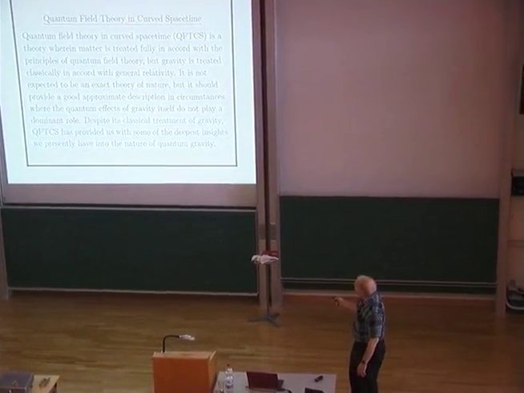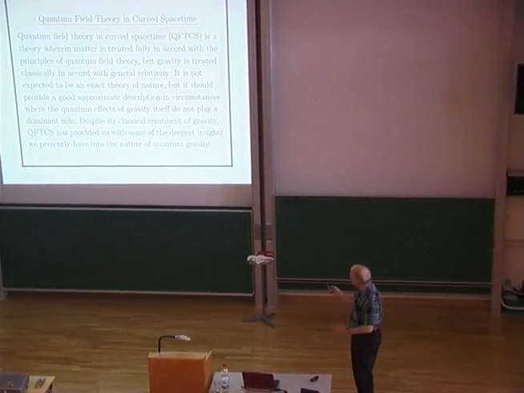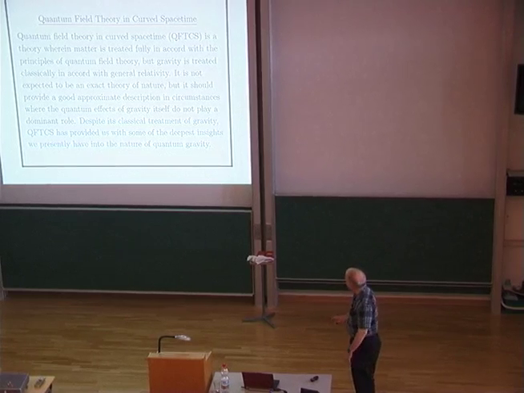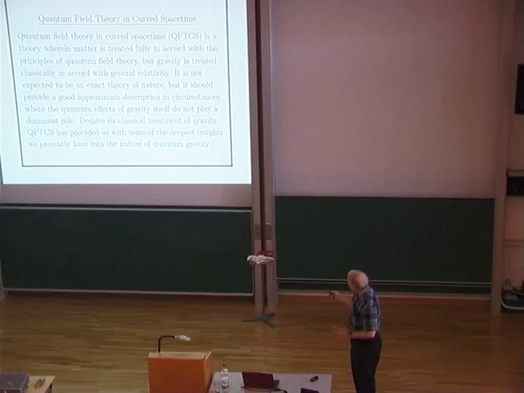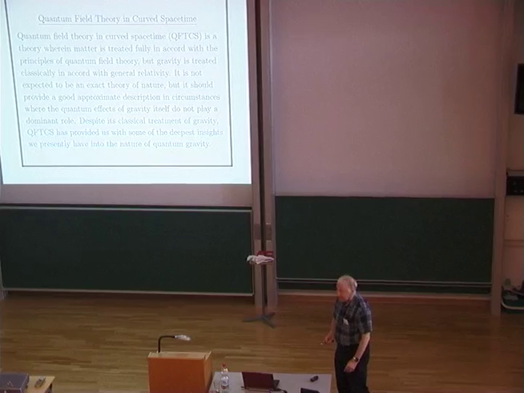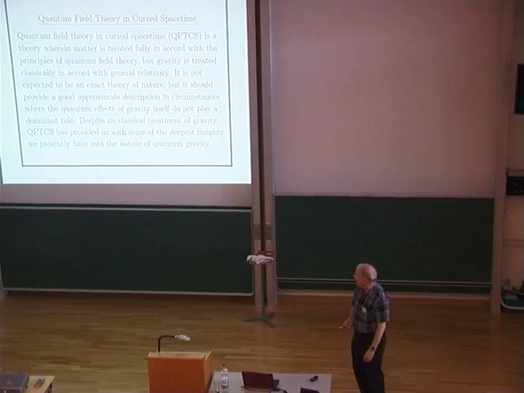But what I want to emphasize here is that gravity is being treated classically, in accord with general relativity, as a curved space-time metric. So there's no attempt being made to do a quantum theory of gravity. Gravity is basically treated as a background external field here. No one expects this to be an exact theory of nature, but I think it's reasonable to expect that it would be a good approximate description of nature in situations where you're away from Planck scales and quantum effects of gravity itself don't play a dominant role.